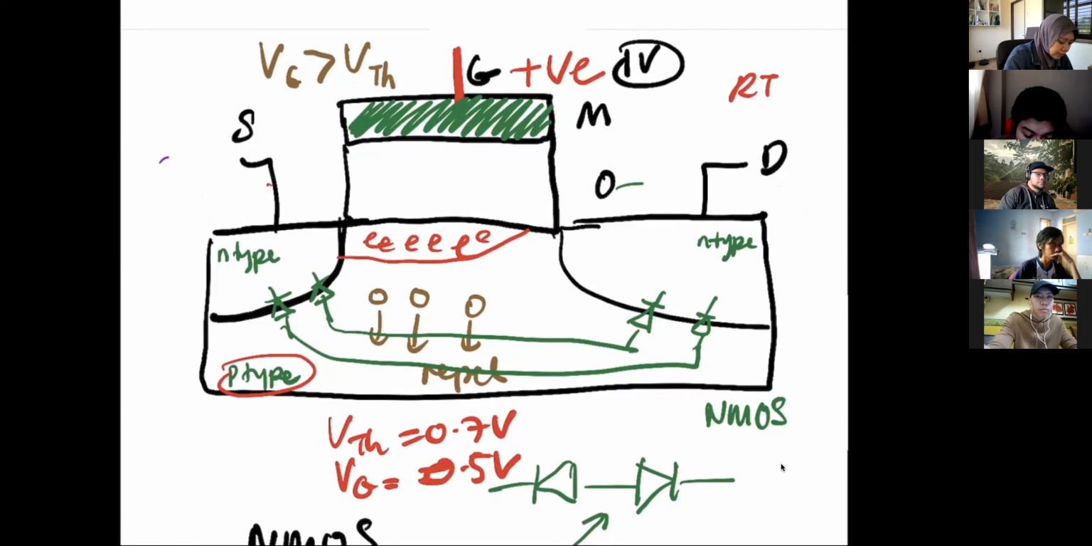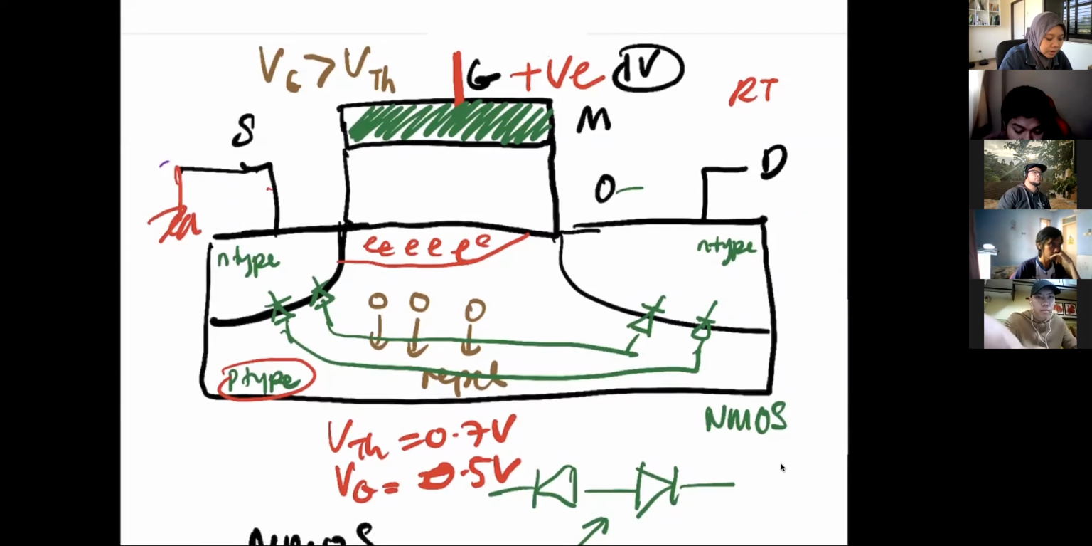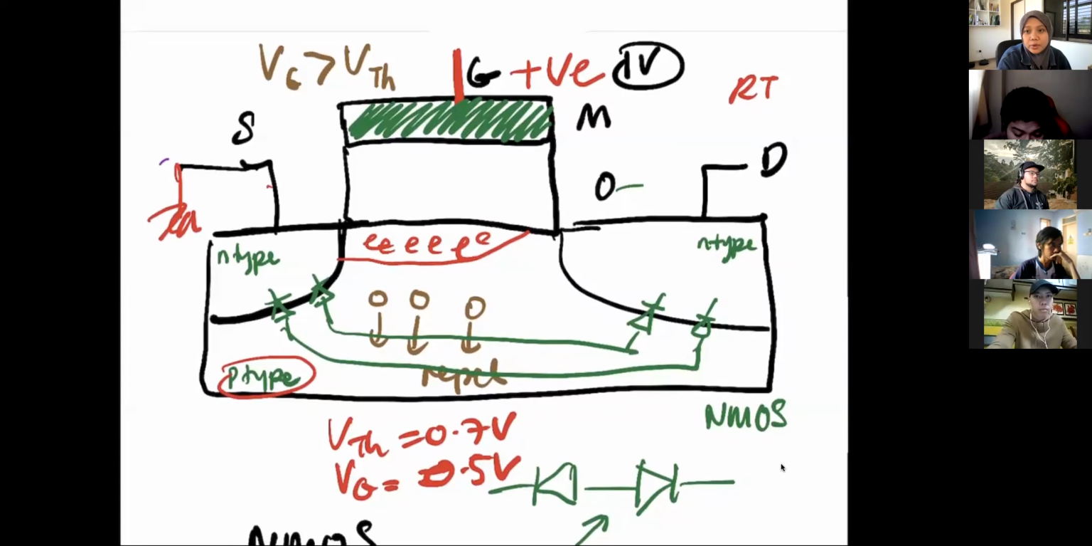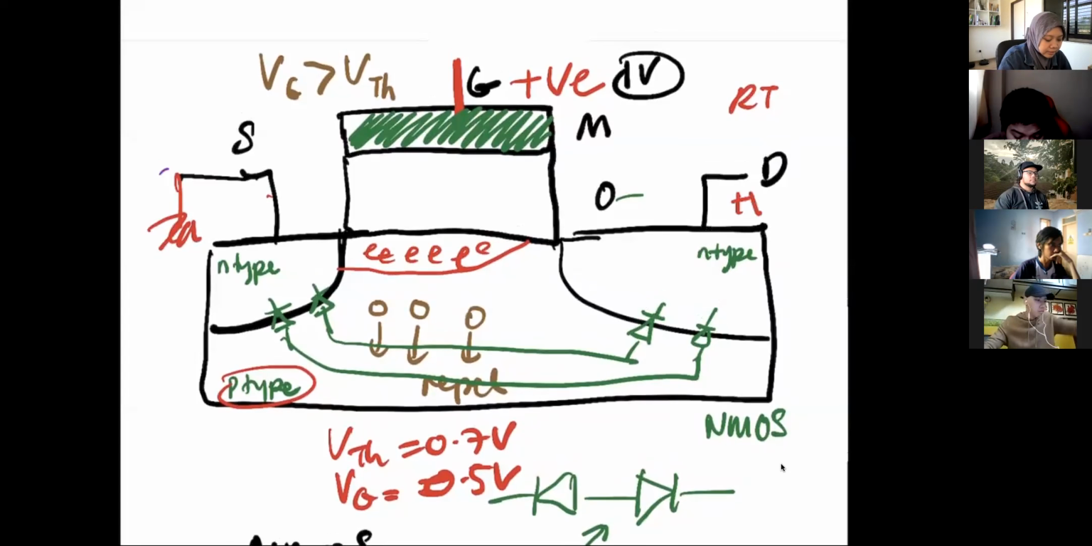Normally the source, you apa nama ni? You ground the source and you apply a voltage to the drain. Okay, you apply the voltage to the drain. So the drain voltage, because this is an NMOS, so you apply a positive voltage. Why? Anybody can guess why we apply a positive voltage to the drain?